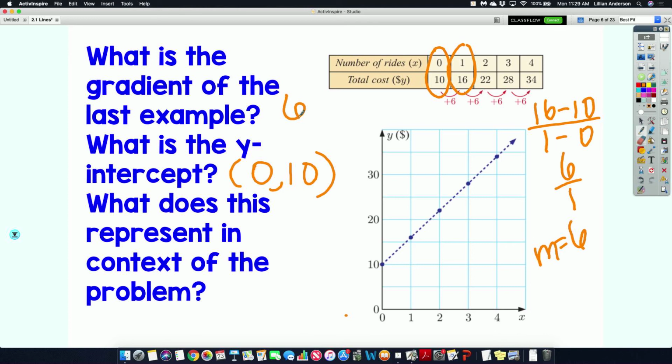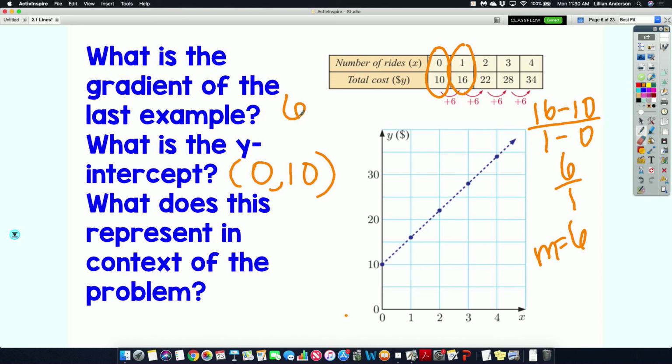Okay? Our gradient is 6. And so what does this represent in context of the problem? Okay? You might have to explain or describe in words what do these numbers actually mean, which means you got to look at it in context of the problem. What was this problem talking about? Rides. Okay? How much it costs, right? It costs how much for each ride? $6. How much did it cost to get into the park? $10. So your y-intercept basically represents when there's 0 rides, it costs $10. And that's what you want to say, okay? To get into the park, it costs $10. Or when you ride 0 rides, it still costs $10.